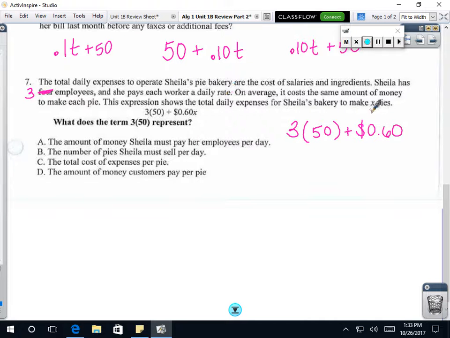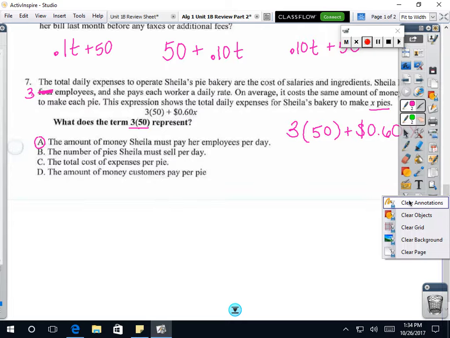Well, the X's represent pies, right? So the number beside it is the cost to make a pie. 60 cents for ingredients. So what does the 3 times 50 represent? Right, because if she has 3 employees and then right after that is a 50, she must be paying each of them $50 a day. I know, I corrected that when I was reading it. I said this should say 3. All right, next page. Yeah, $50 a day.